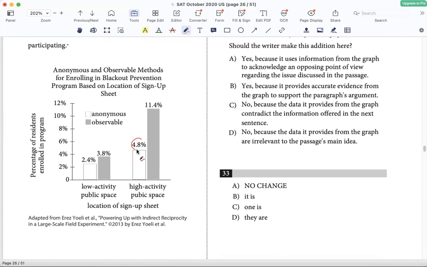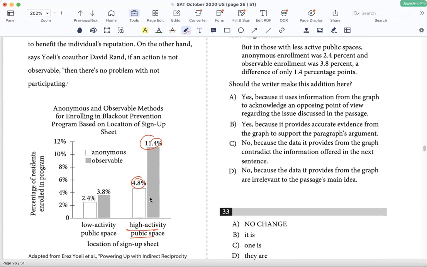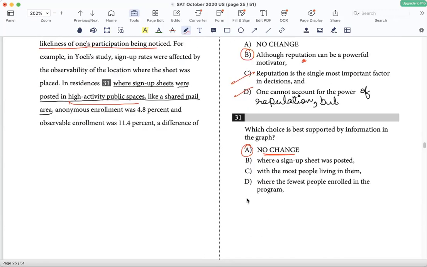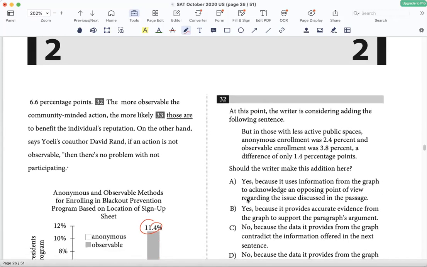Anonymous was 4.8 and observable. So this is a high activity public place. So where sign-up sheets were posted in high activity public places, right? So the way it's written seems correct. Where a sign-up sheet was posted, yeah, so it's A, right? Because that describes the condition where these data figures were reached. A difference of 6.6 percentage points.